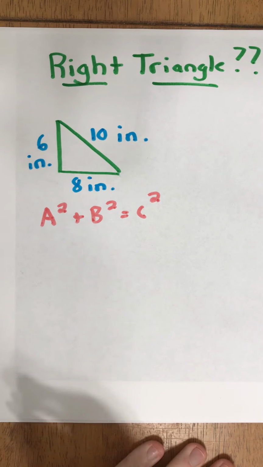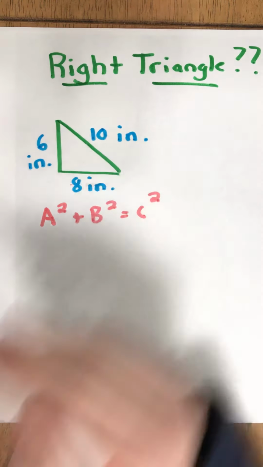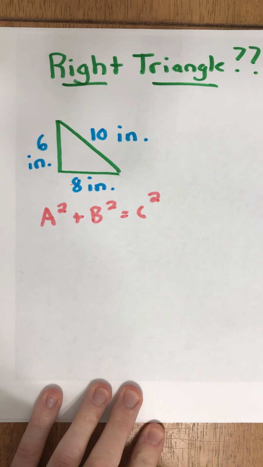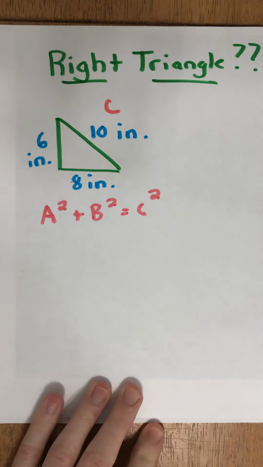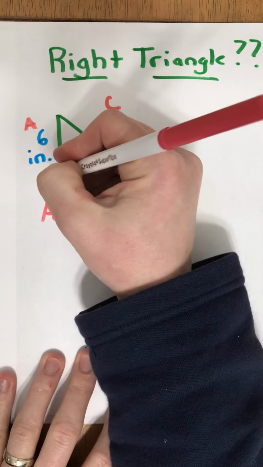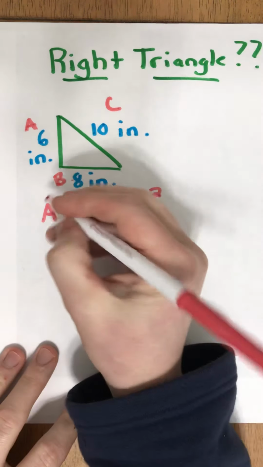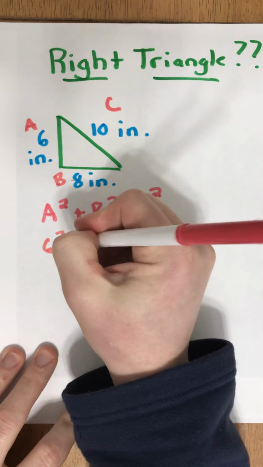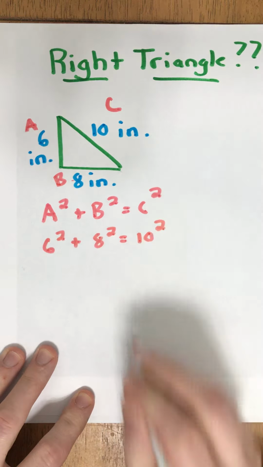Now, our a and b are going to be our two shortest sides. Whatever the longest side is has to be c. So when I look and I have 6, 8, 10, I'm going to look for the biggest number here, which in this case is 10, and I'm going to just label that c. The other two, it doesn't matter how you label them, but one is going to have to be A and the other one is going to have to be B. So I'll just make A 6 and B 8 in this case. So now I'm going to plug these in. I'm going to have 6 squared plus 8 squared, and I'm going to see if that's equal to 10 squared.